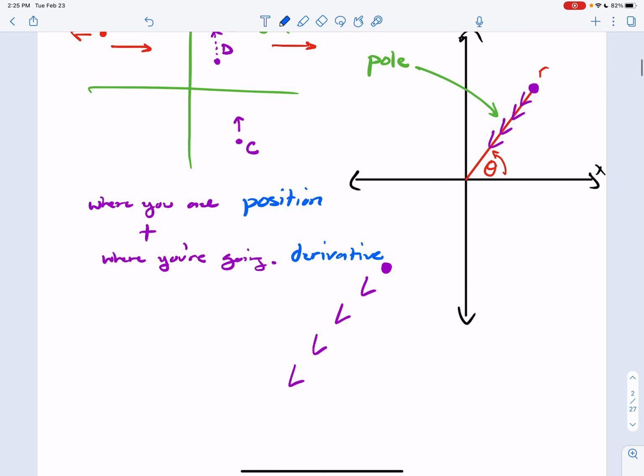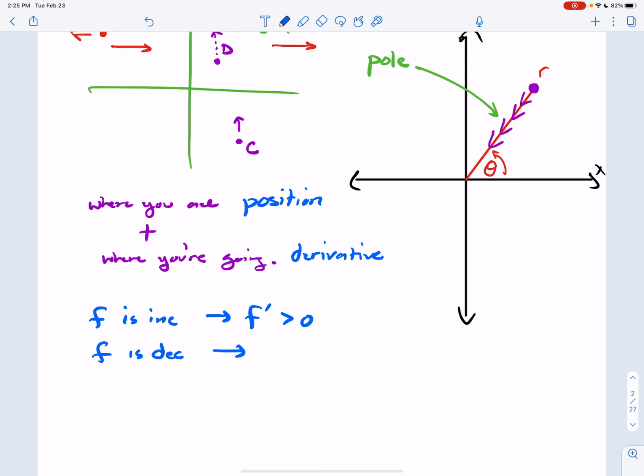So remember the concept of the implications, right? So we can tell that a function is increasing if its derivative is positive, right? Similarly, we know that a function is decreasing if and only if the derivative is negative. That was way back in AB. So this serves the same purpose here.